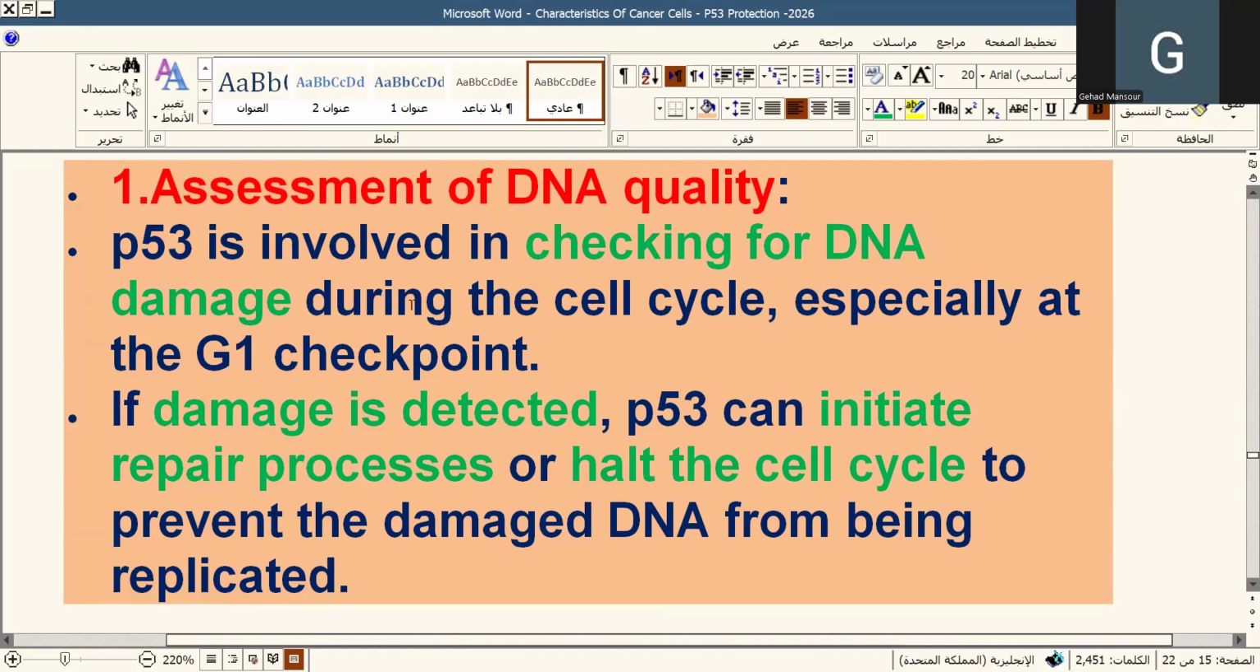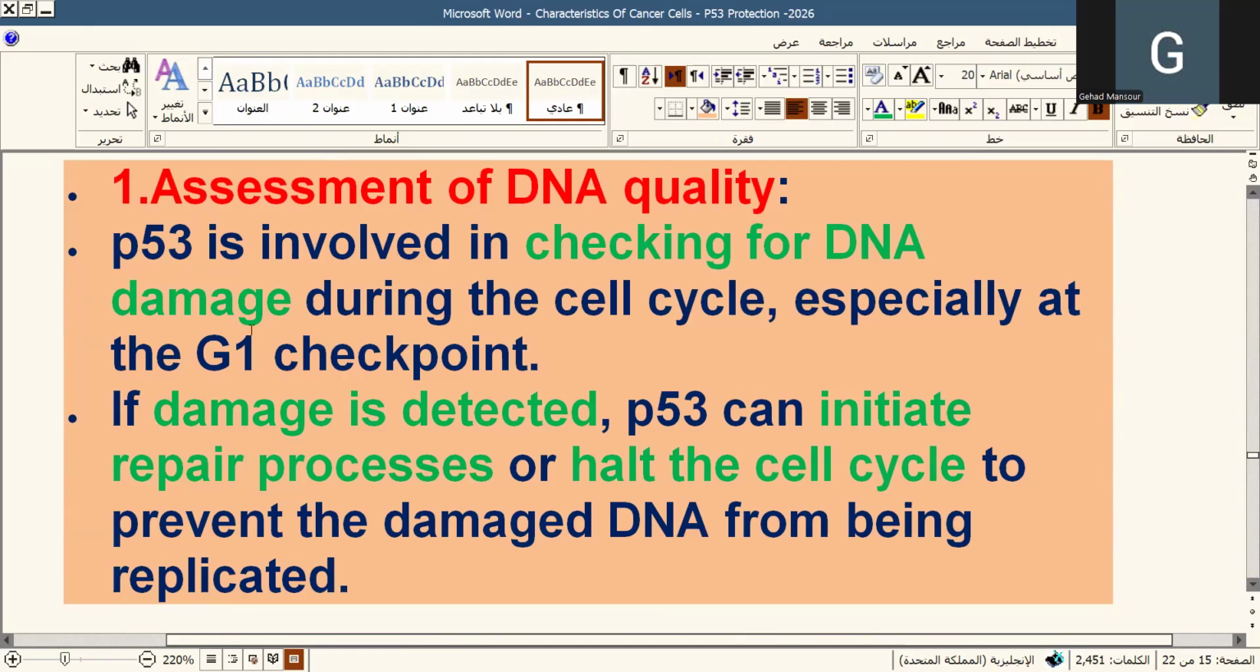Number one, P53 will assess the DNA quality of the cell. You can watch the details of this in the previous video that was talking about cancer cells and the relation to P53. So P53 checks for DNA damage during the cell cycle, especially at the G1 checkpoint.